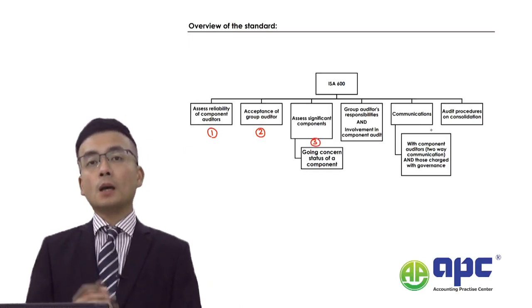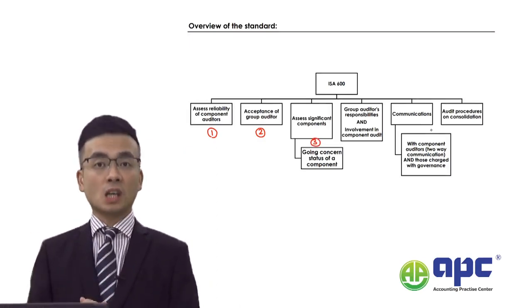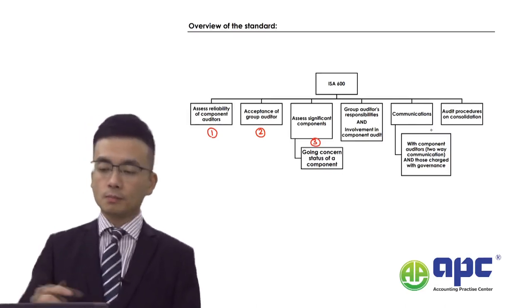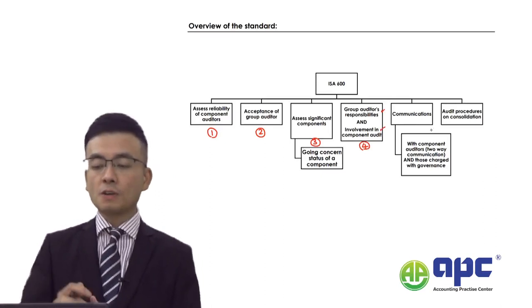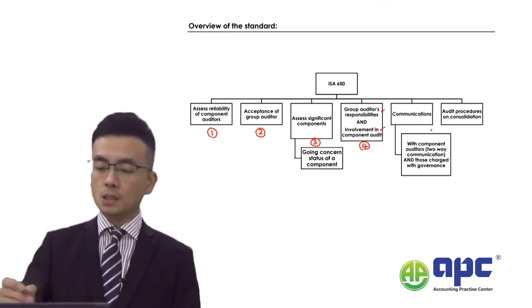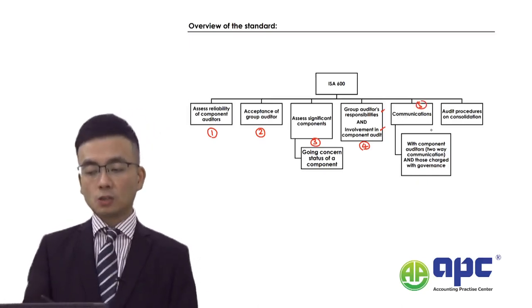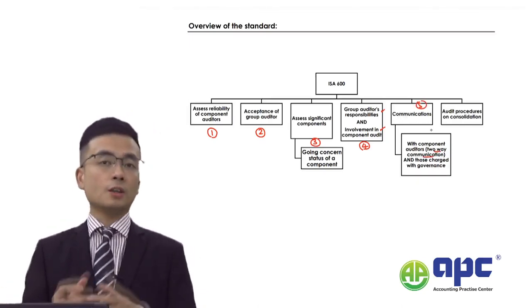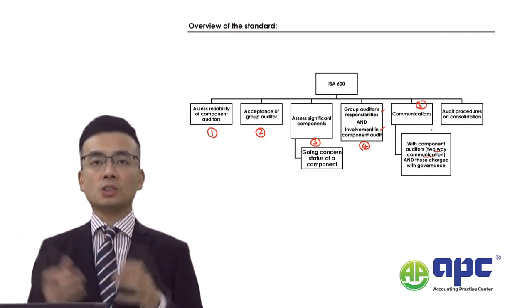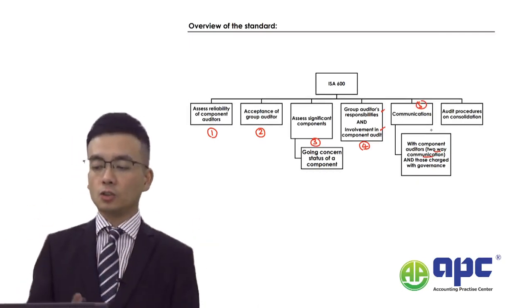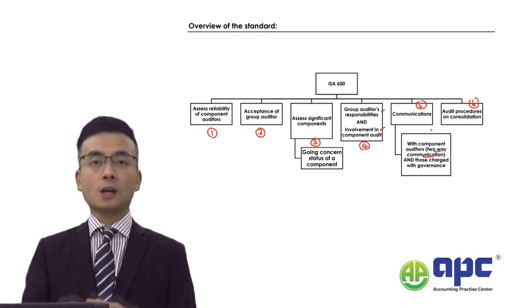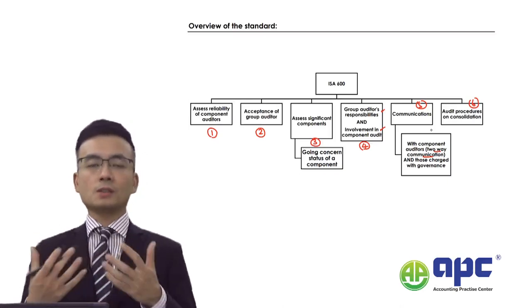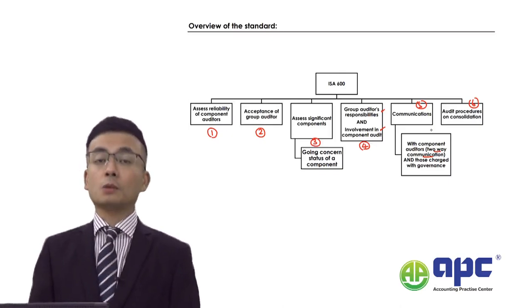So for example, if the component or the subsidiary's account has been materially misstated, whether or not we should qualify the opinion or the group's audit report. And then we also need to determine the group auditor's responsibilities and the level of involvement in the component audit as well. And then with regards to the communications, make sure that this is a two-way communication, that from the group auditor to the component auditor and vice versa, is the two-way communication. And finally, we'll also recap on how to consolidate the account by going through the working papers and the procedures related to that and how we check that.